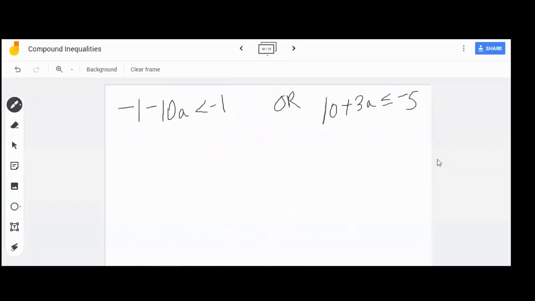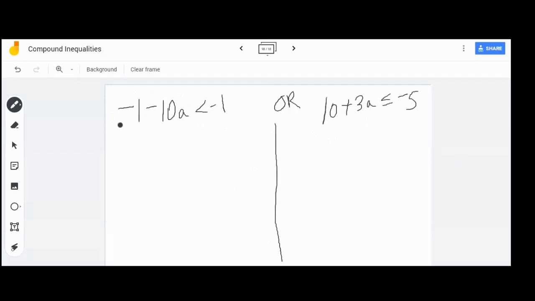For our last example, we have an OR problem. It says OR in it, and every time you have an OR problem, it's going to say the word OR, okay? So just like we started off on the first problem, we're going to solve each one of these inequalities separately.